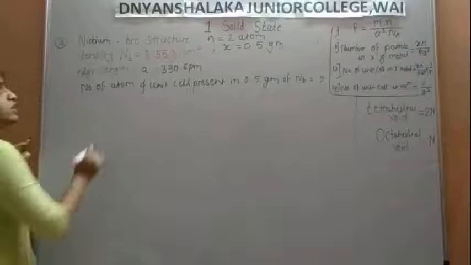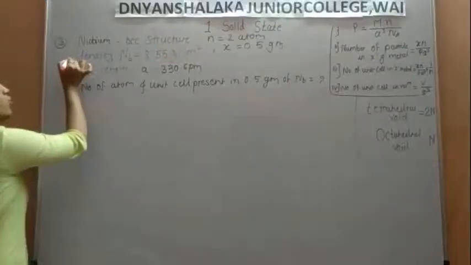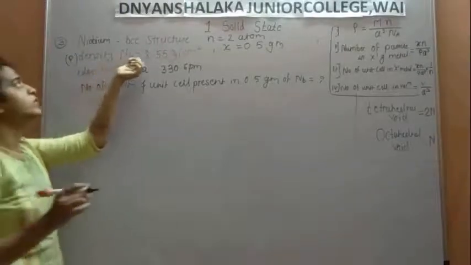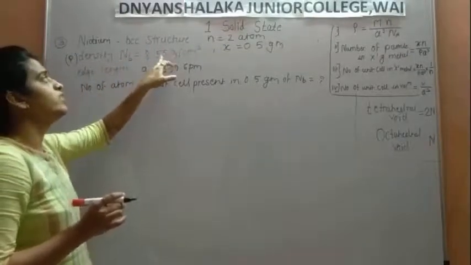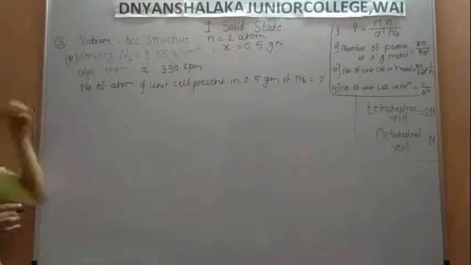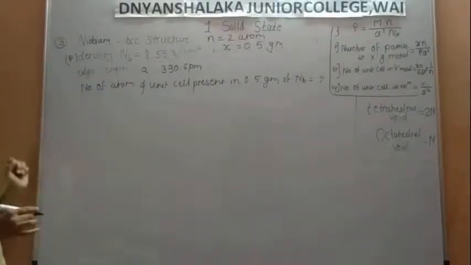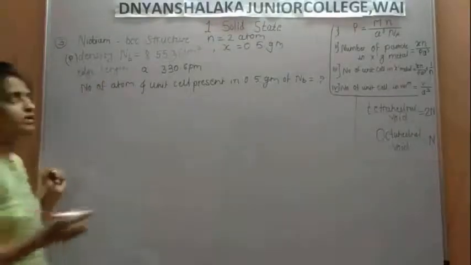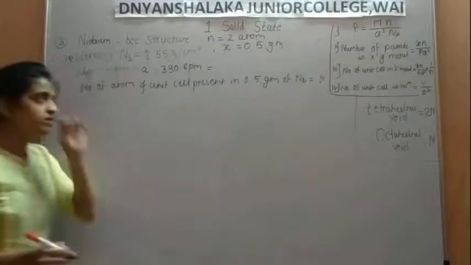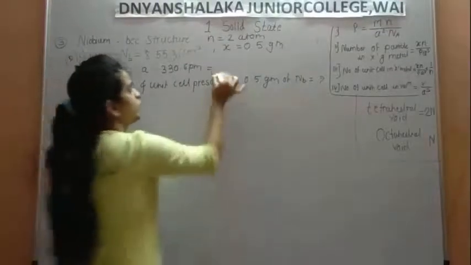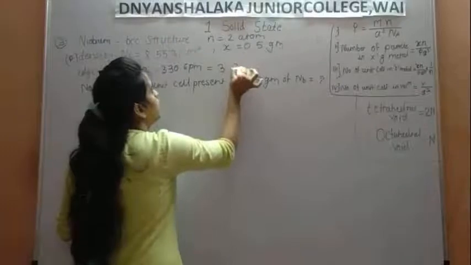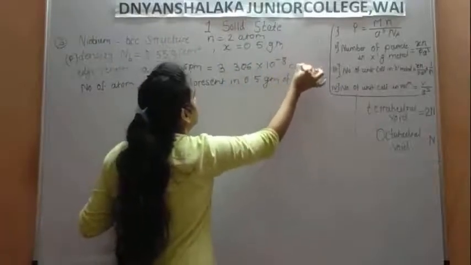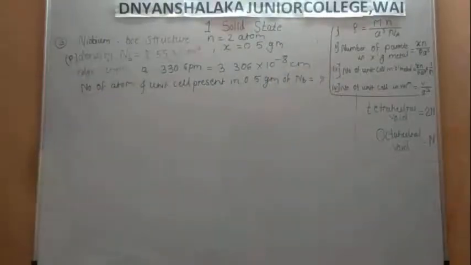And the density symbol is rho. So rho, the density of niobium, is 8.55 gram per centimeter cube. And next we are given the edge length, a, which is equal to 330.6 picometer. So convert this picometer into centimeter: 3.306 into 10 raised to minus 8 centimeter.